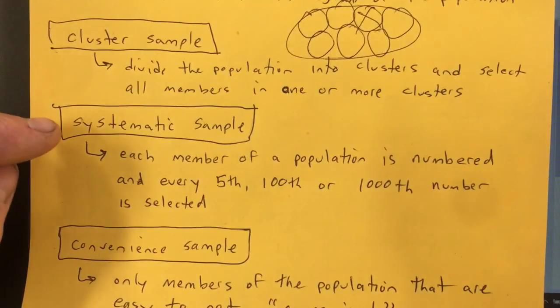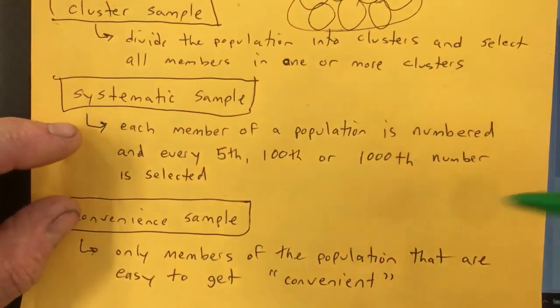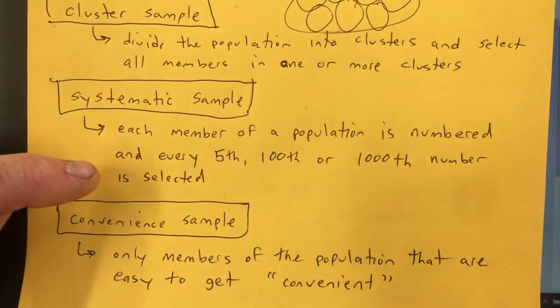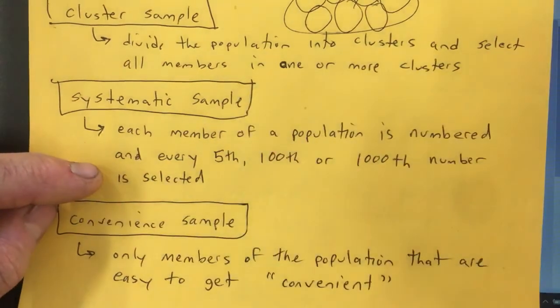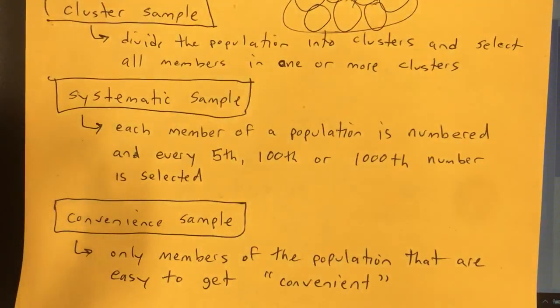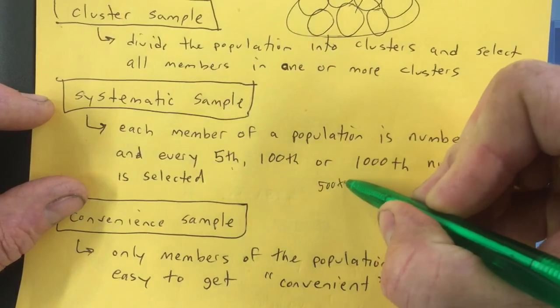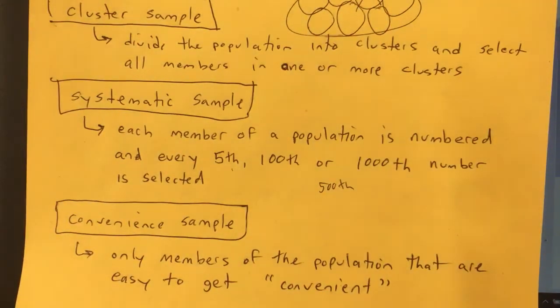A systematic sample is where each member of the population is numbered and every 5th, 100th, or 1,000th number is selected. So you number all these people, 1, 2, 3, 4, 5, 6, 7, 8, all the way up to 5 million or 20 million or whatever your population is, and then you select every 5th person or every 100th person or every 1,000th person or every 500th person or whatever. That's a good systematic sample of selecting people randomly.